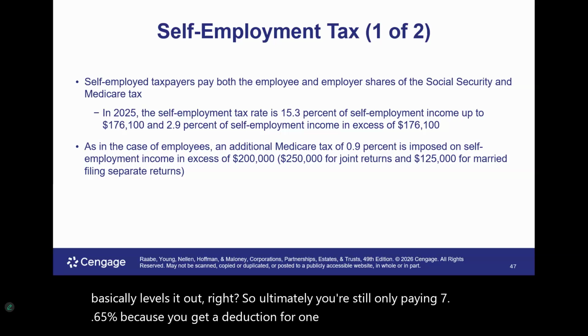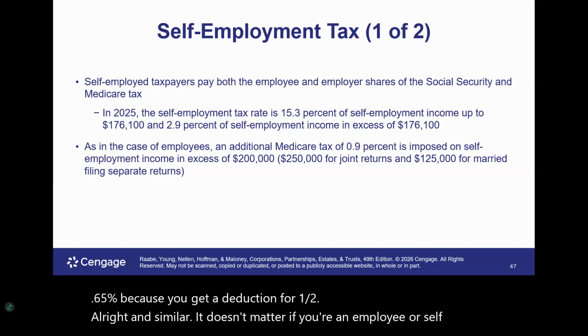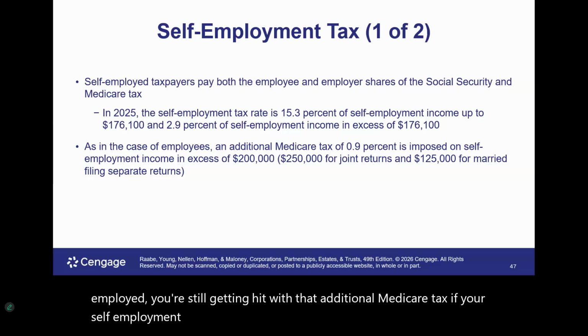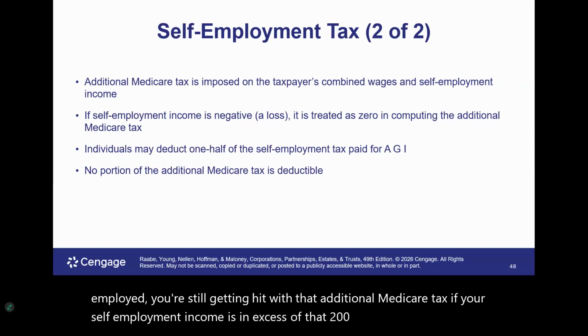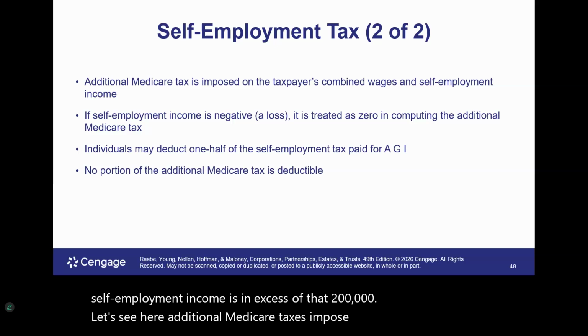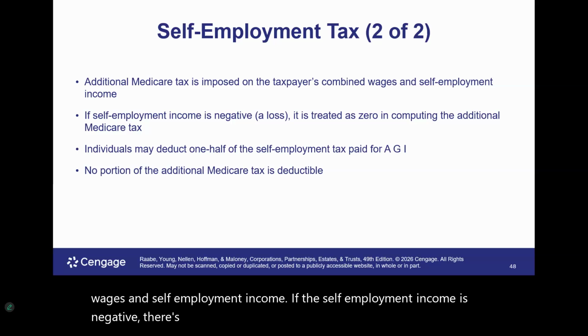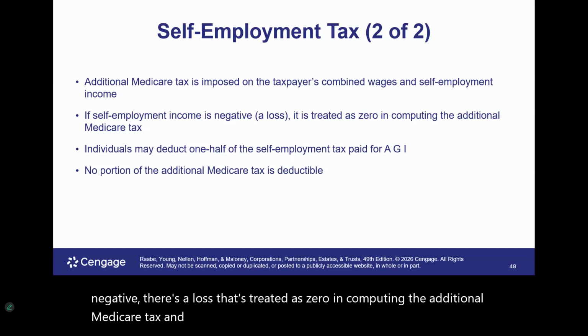All right. And similarly, it doesn't matter if you're an employee or self-employed, you're still getting hit with that additional Medicare tax if your self-employment income is in excess of that 200,000. Let's see here. Additional Medicare tax is imposed on the taxpayer's combined wages and self-employment income. If the self-employment income is negative, there's a loss. It's treated as zero in computing the additional Medicare tax. And again, this is what I pointed out.